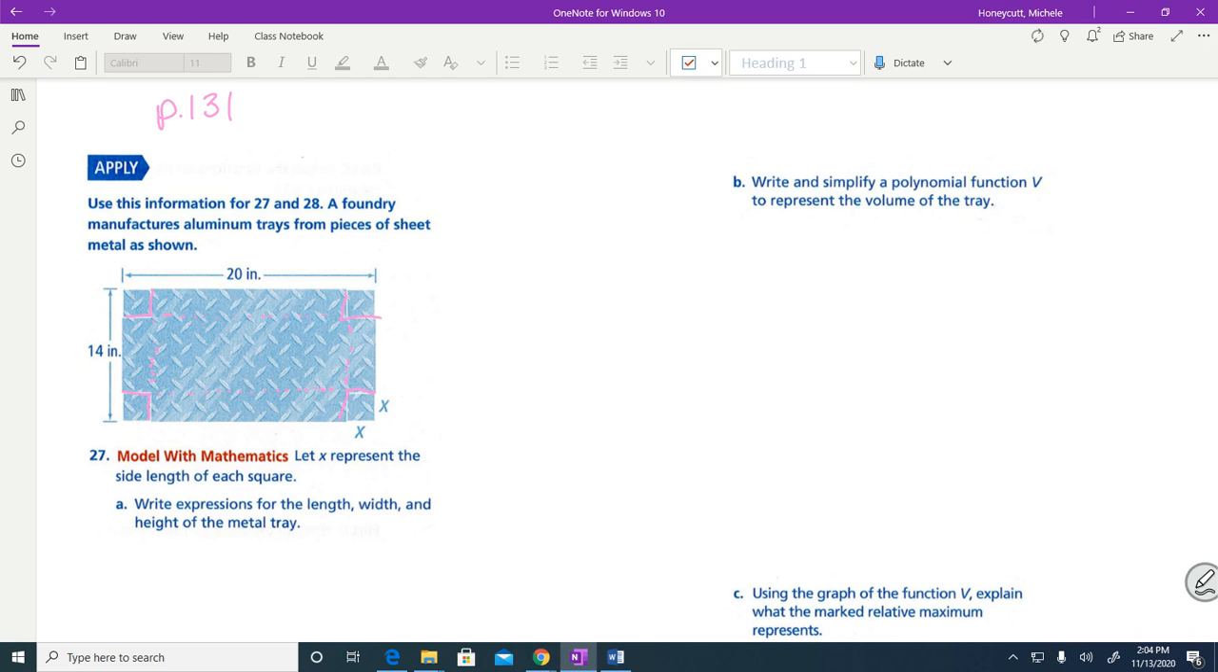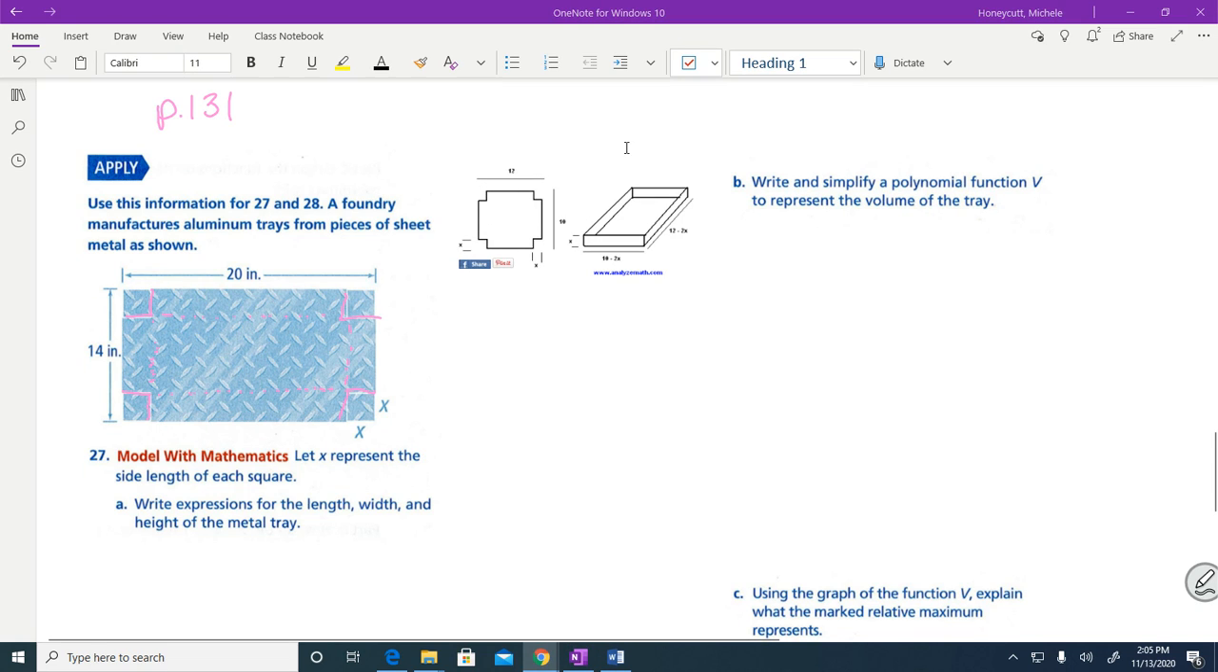And let me grab a picture and show you. So they would cut the corners away, like right here, and then fold it up, and it would make a tray. So this is like a box top, like a lid, an open lid, just turned upside down. So that's the shape that's going to be formed. So we need to figure out expressions for the length, width, and height of the metal tray. So remember these parts are gone. Let me get black to kind of get that away.